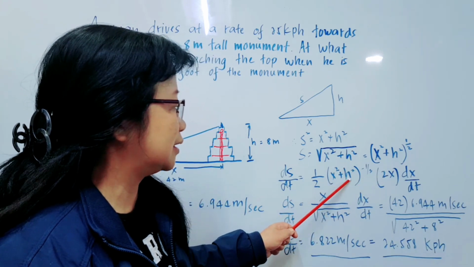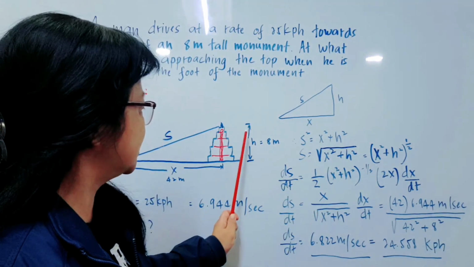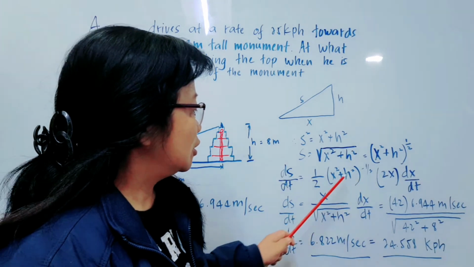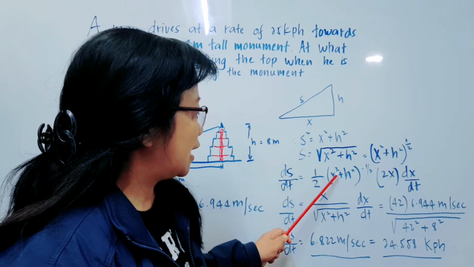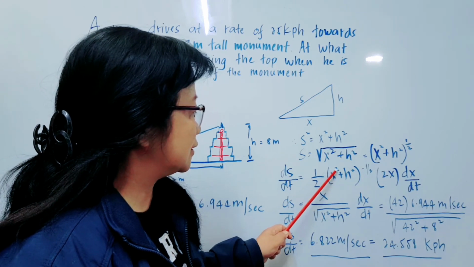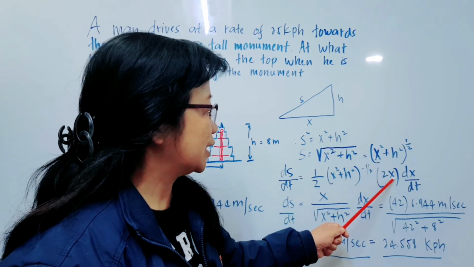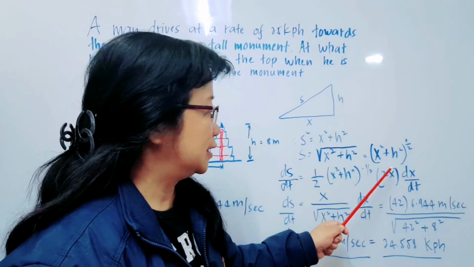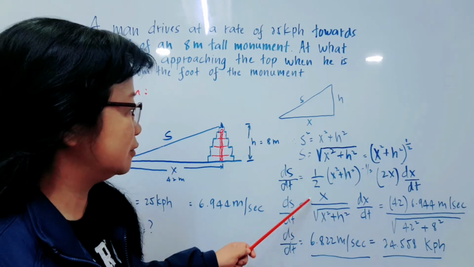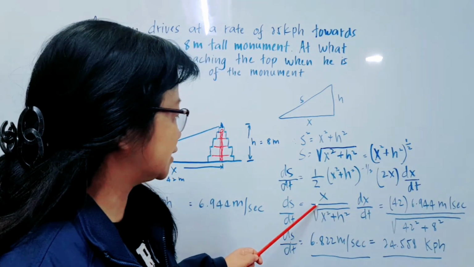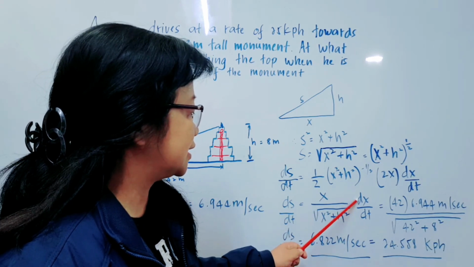We're not concerned about the height; the height is the same. So the derivative of x squared is 2x, times the power, 2 minus 1, which is equal to 1. That gives 2x raised to the power 1, or 2x, times dx dt. Therefore, simplifying all this, ds dt is equal to x divided by the square root of x squared plus h squared, times dx dt.